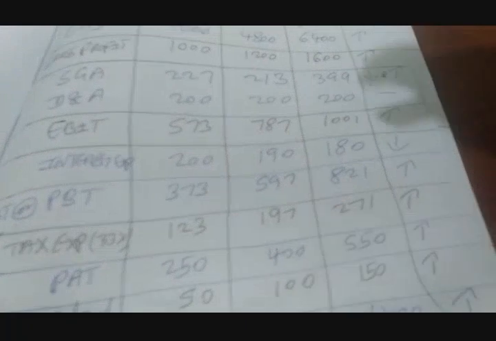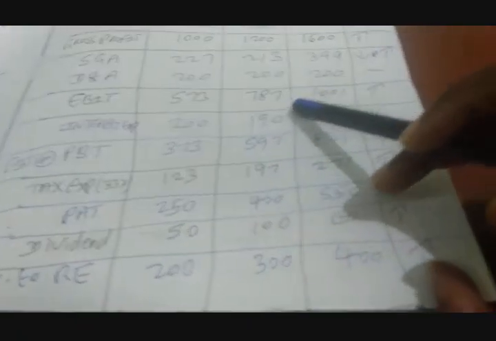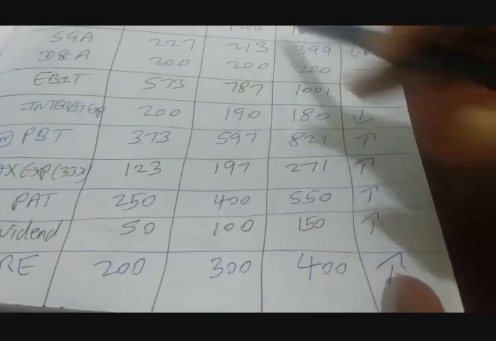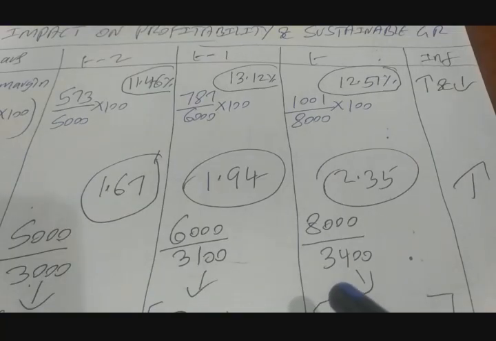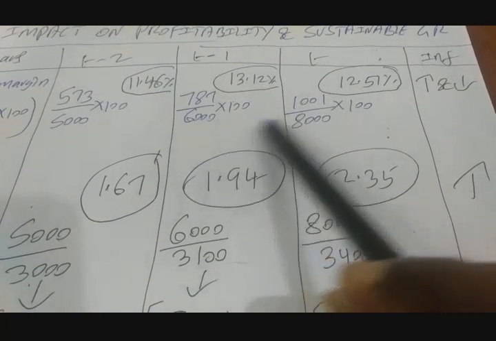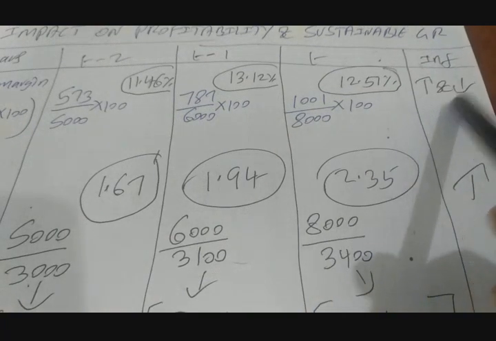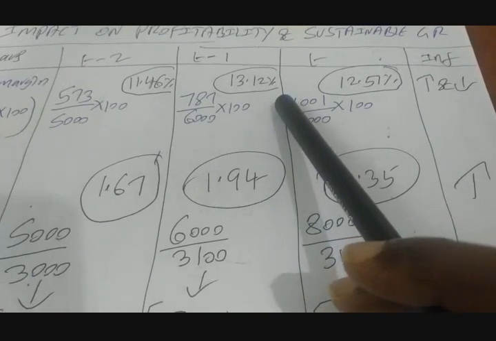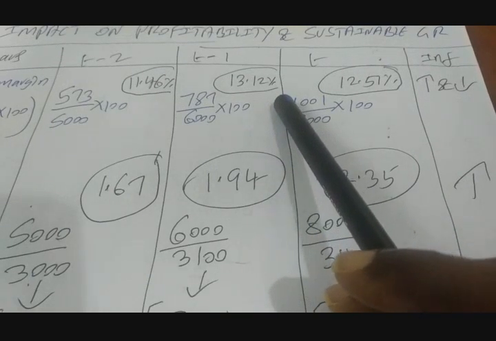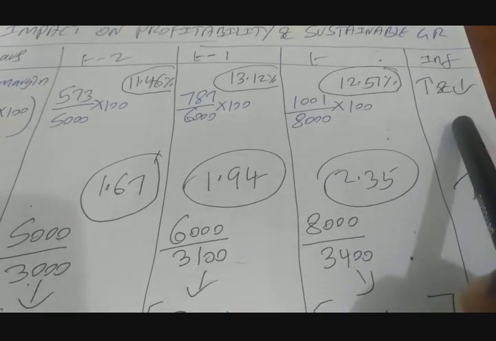If you look at your EBIT here, 573, 787, 1001. Sales revenue 5000, 6000 and 8000. So exactly the same numbers are written. You can have a look. So guys, the pre-tax operating margin is going up initially and then coming down. From 11.46% it has gone to 13.12. That is good actually. And then it has come down to 12.51.